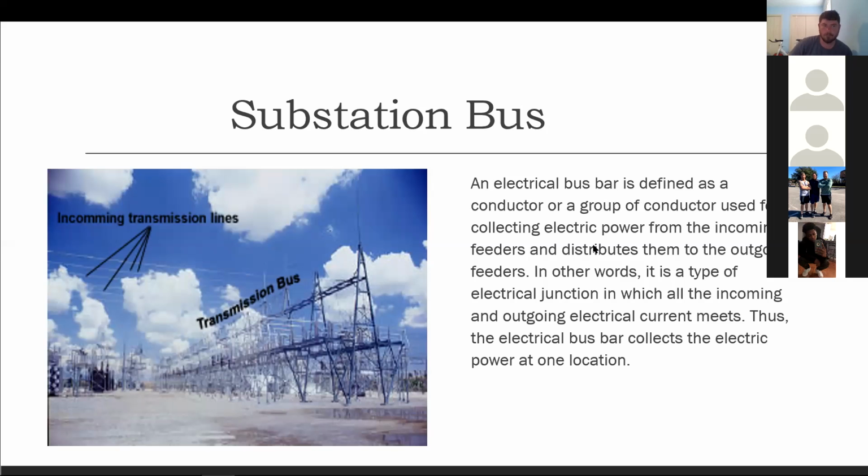Then we go to the substation bus. An electrical bus bar is defined as a conductor or a group of conductors used for collecting electric power from the incoming feeders and distributing it to the outgoing feeders. In other words, it is a type of electrical junction in which all the incoming and outgoing electrical current meets. Thus, the electrical bus bar collects the electric power at one location.